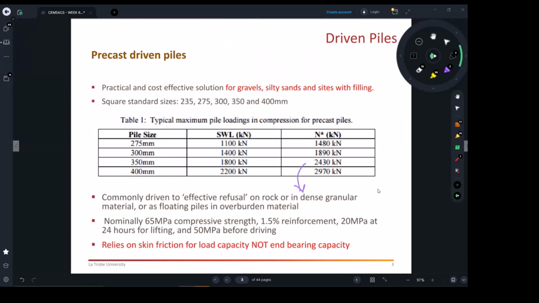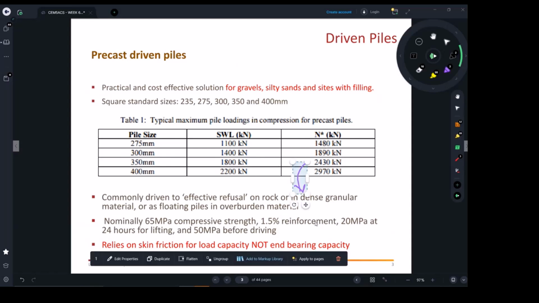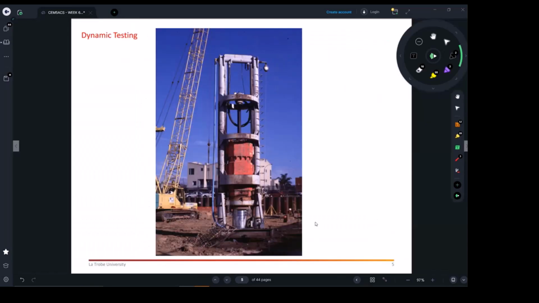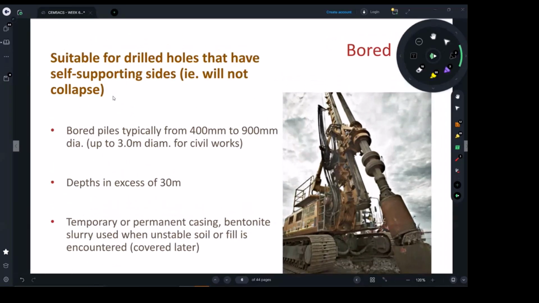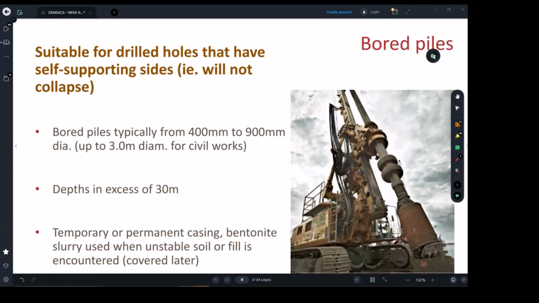Okay, so looks like we're done with the driven piles. It's a type of construction well used in the construction industry, and it's got its own challenges and own features to talk about. That's basically what you need to know from this subject.